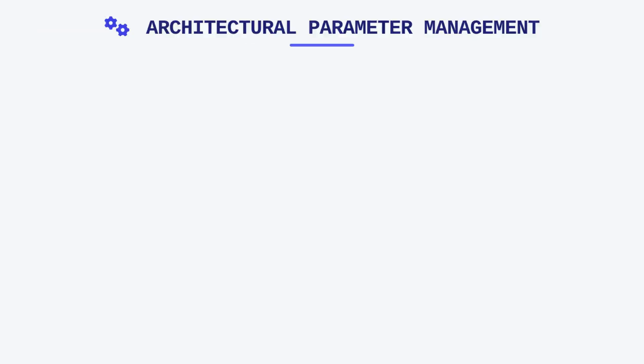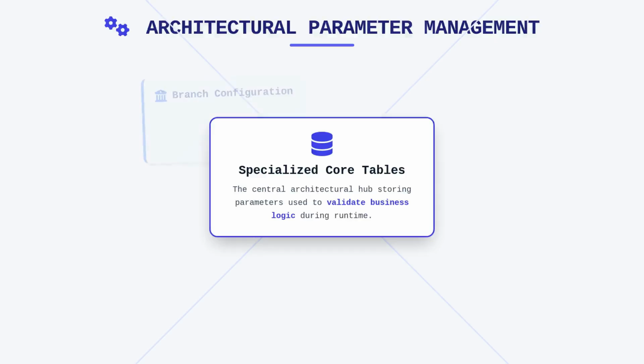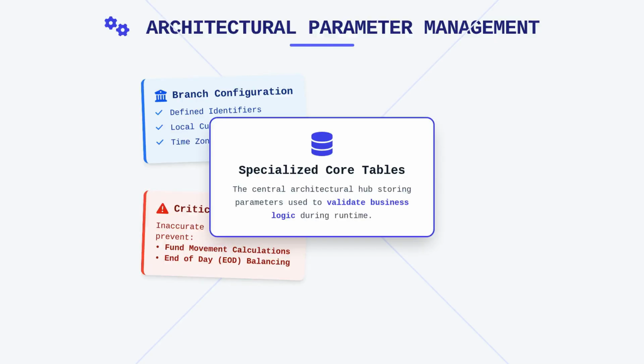At the architectural level, these parameters are stored in specialized core tables that the application accesses during runtime to validate business logic. For instance, consider the setup of a branch within the system, which requires defined identifiers, local currency mappings, and time zone configurations. If these parameters are not accurately defined, the system cannot correctly calculate the movement of funds or perform the end-of-day balancing processes.